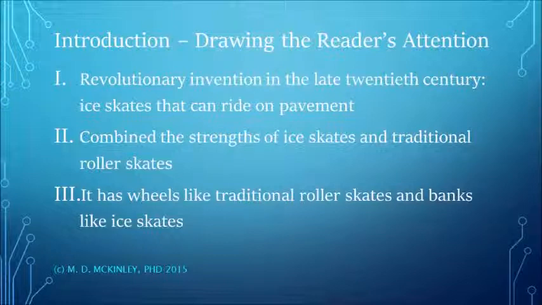Line 1, revolutionary invention in the late 20th century, ice skates that can ride on pavement. Line 2, combine the strengths of ice skates and traditional roller skates. Line 3, it has wheels like traditional roller skates and banks like ice skates. The first line gives the reader the time frame of the 20th century and brings up something that affects ice skates. The other lines say what the invention is and how it is like both a roller skate and an ice skate. These lines give just enough detail to draw the reader in, but not enough to give away the whole story contained in the body paragraph.